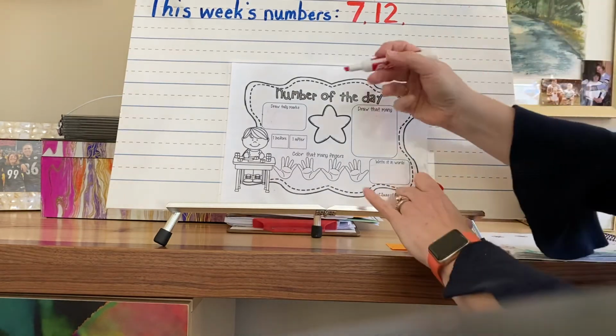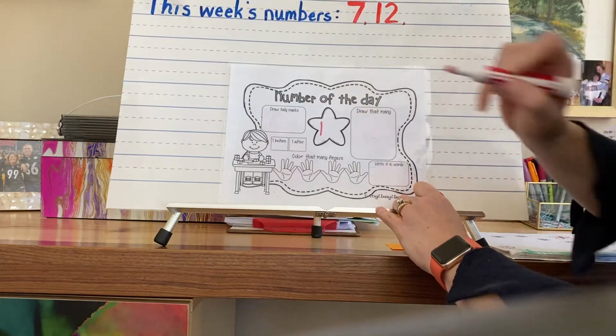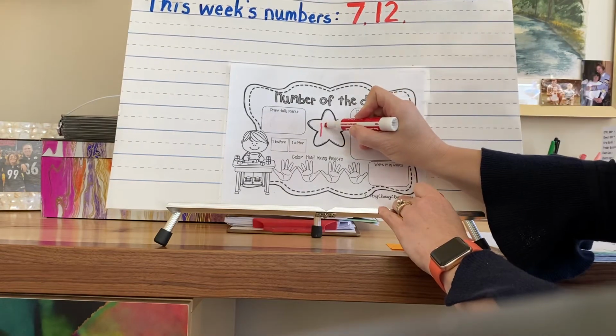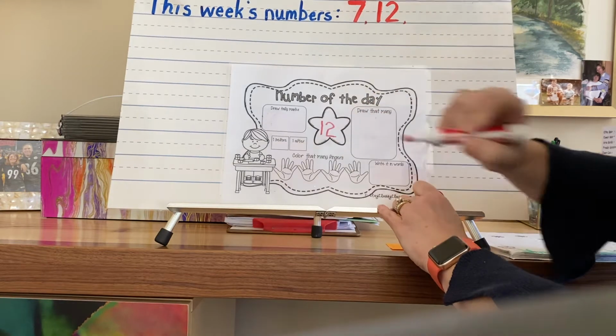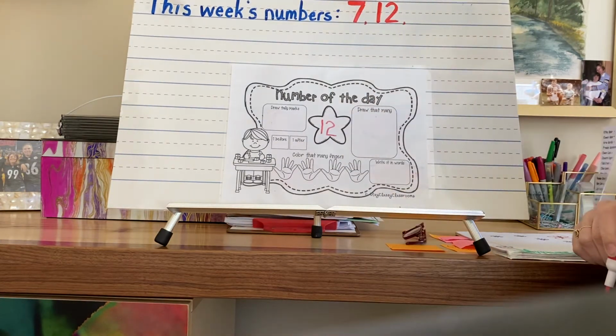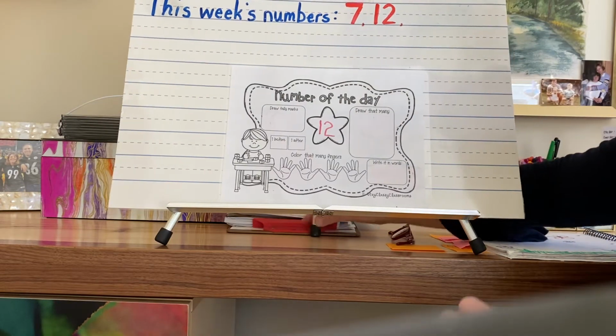So that's going to be a 1, so straight down, and that's going to be a 2, so that's a hook. Almost like a backward C, come down and then make a straight bottom. 12. Okay, awesome. All right, so let's start with tally marks today.